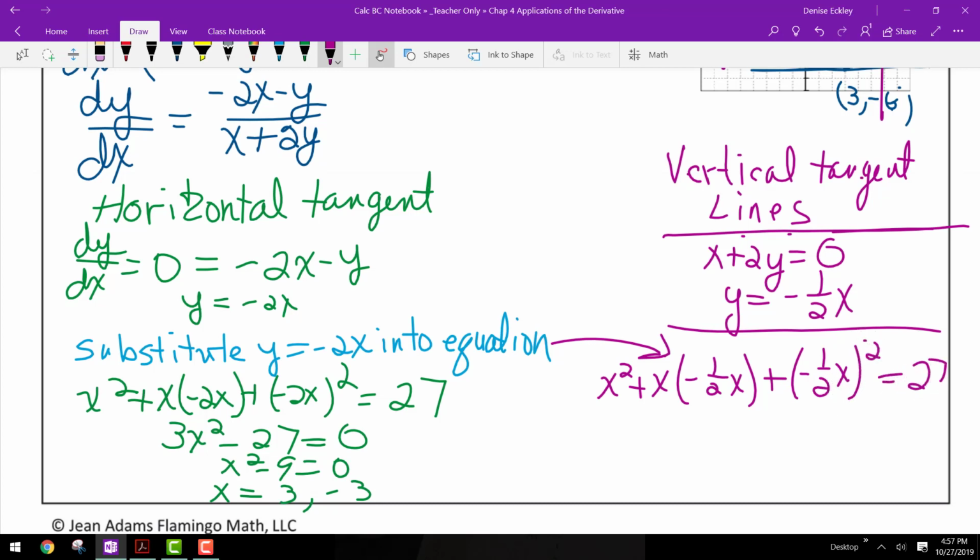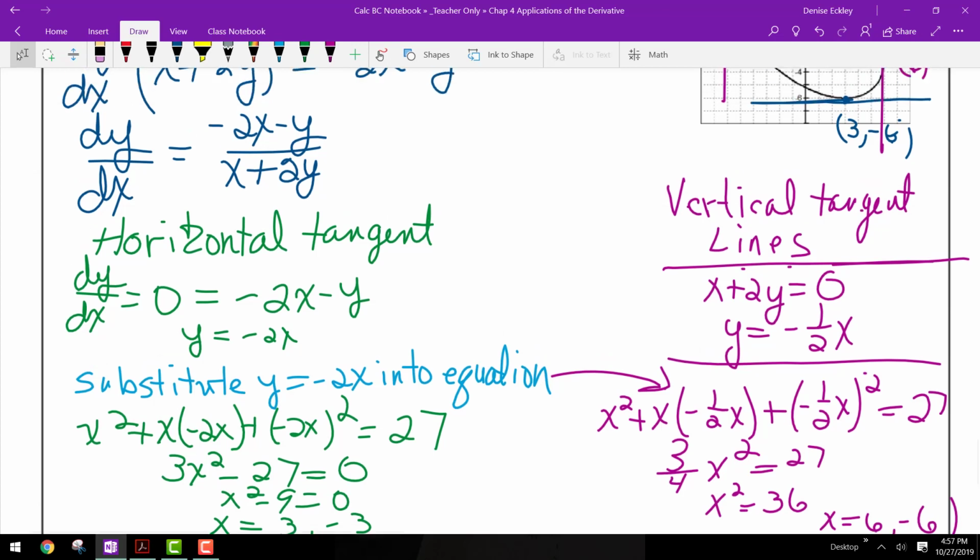Simplifying that, you get 3/4 x squared equals 27. So x squared equals 36. So I get x equals 6 and negative 6. That's exactly as we predicted from the graph.